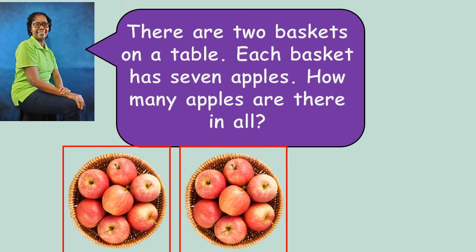Now, there are 2 baskets on a table. And each basket represents a set, all right? Each basket has 7 apples. How many apples are there in all? So we have 2 baskets. And in each basket we have 7 apples. Remember your step 1 and your step 2. And then you can find your product. All right?